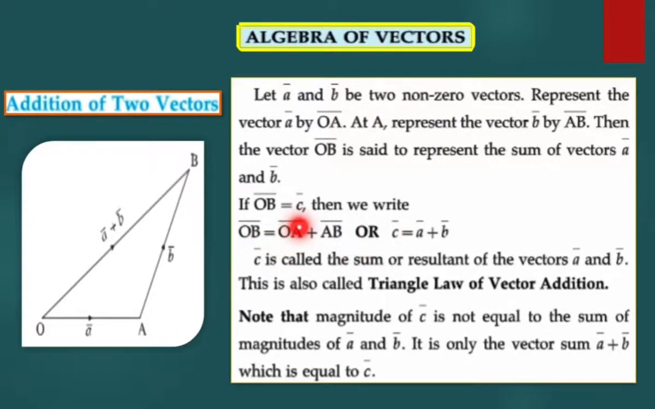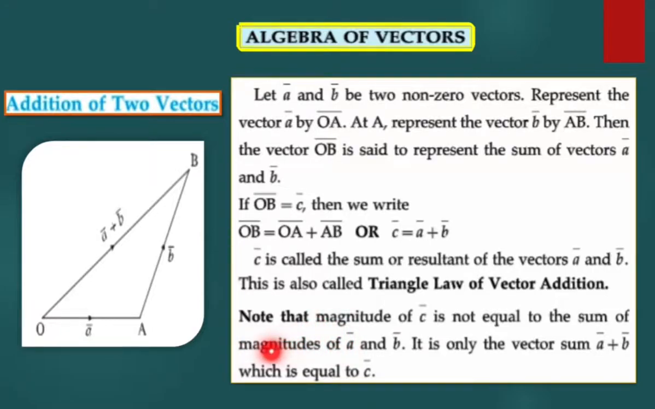If OB bar equals c bar, then we have to find this OB. If we consider this OB as c bar, then this OB must be equal to OA plus AB. So we write here OB bar equals OA bar plus AB bar, or we replace the value of OB as c bar, OA bar as a bar and AB bar as b bar. c bar is called the sum or result of vectors a bar and b bar. This is called the triangle law of vector addition.